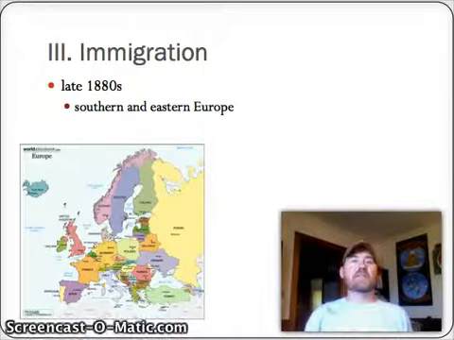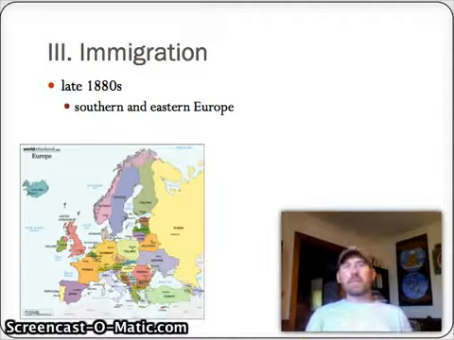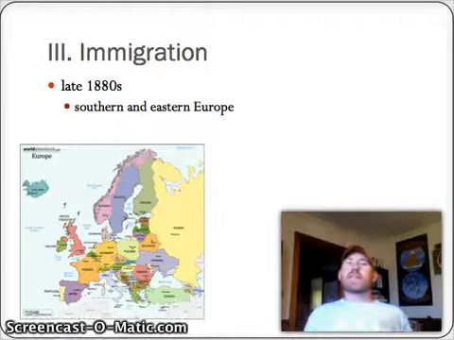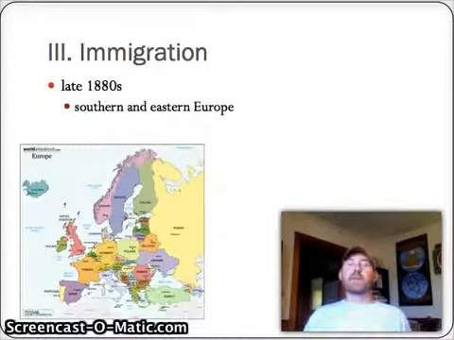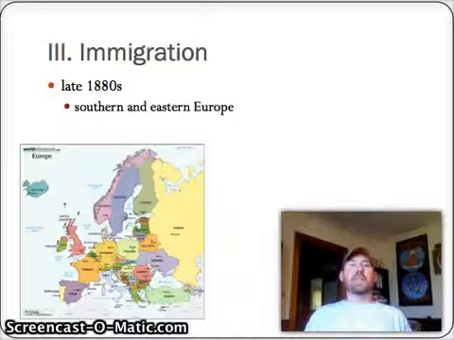Now, as far as the immigrants themselves, you need to also be aware of the comparisons between the older waves and the newer waves of immigrants. In this case, immigrants are going to come predominantly from Southern and Eastern Europe. The first wave that we talked about in the mid-1800s came from Germany and Ireland, Northern and Western Europe is the best way to put it. This is Southern and Eastern. We're talking about places like Russia, Greece, Italy, places like that.